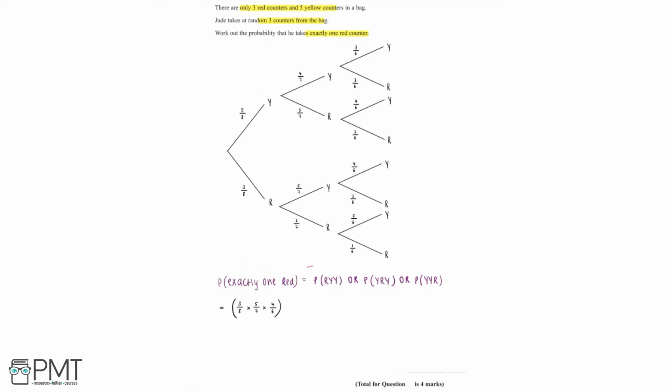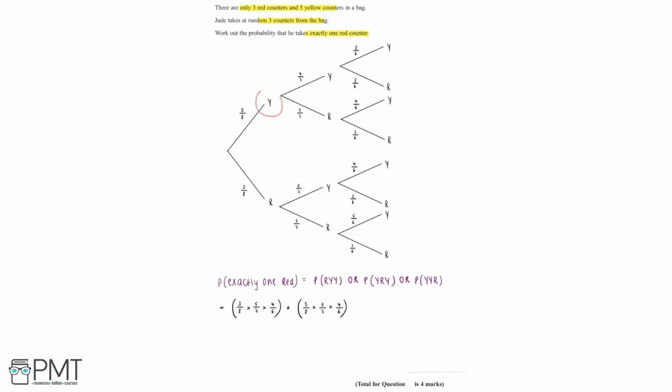And so we'll add this probability to the probability of taking yellow, red, and then add the probability of taking yellow, red. Now let's find the probability of yellow, red, yellow. Following our tree diagram, we start with yellow, then red, and then yellow again. And so we'll have 5 over 8 multiplied by 3 over 7 multiplied by 4 over 6. And finally, we have the probability of taking yellow, red.